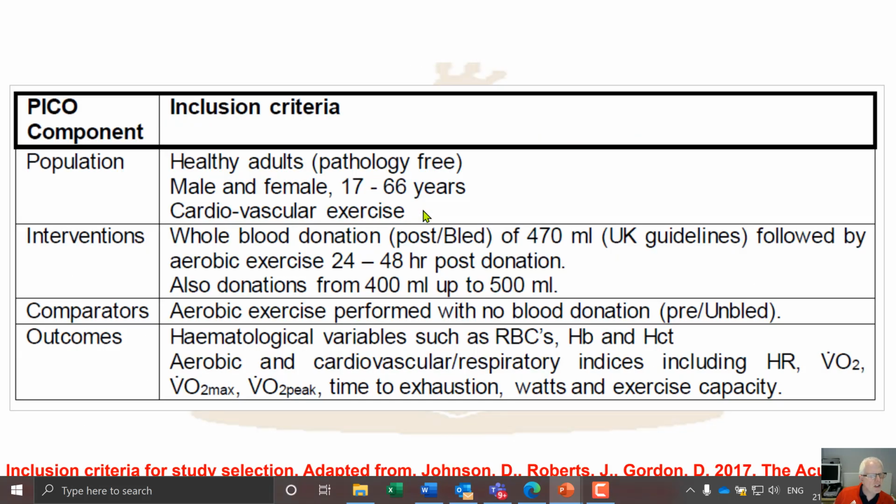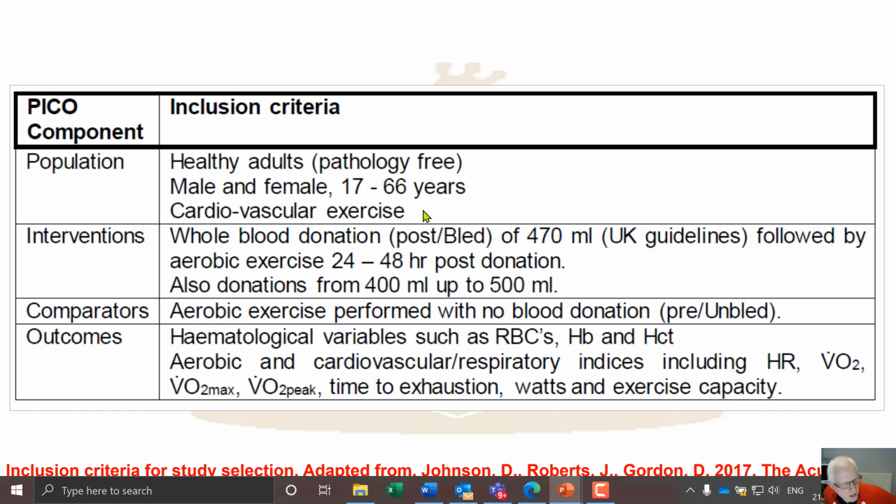So this is an example. So this is from the blood donation study that I've referred to in previous videos. So we're interested in blood donation and its effect on VO2 max. So we wanted to be very clear about who this was with. So we had a population. So we were only interested in healthy, pathology-free individuals, males and females, 17 to 66 years, because that was the maximum year for blood donation in the UK. And they probably had to have evidence of doing cardiovascular exercise.